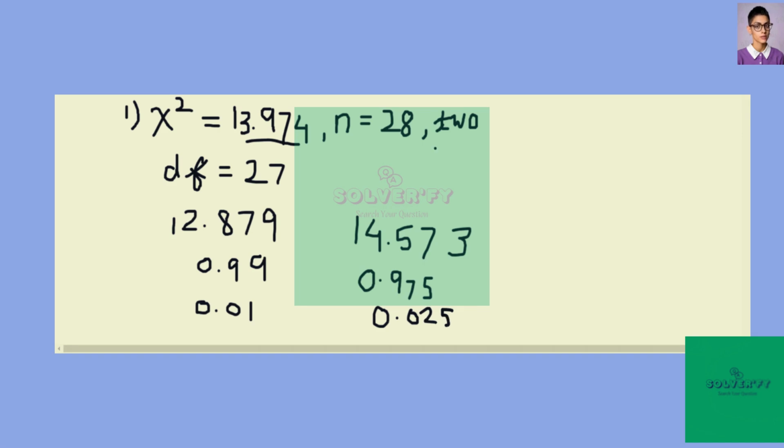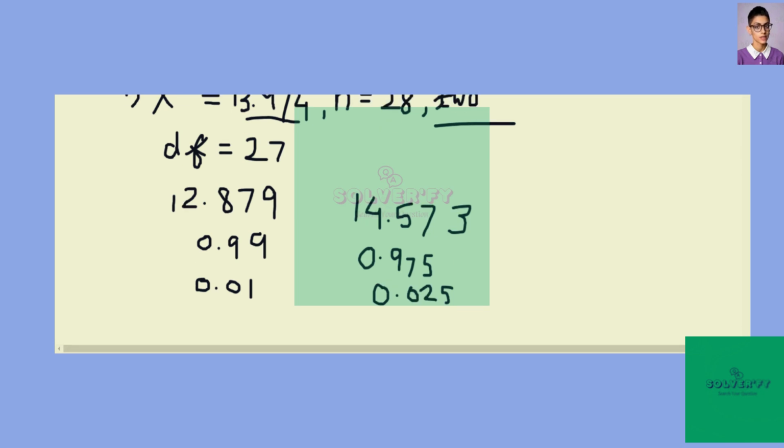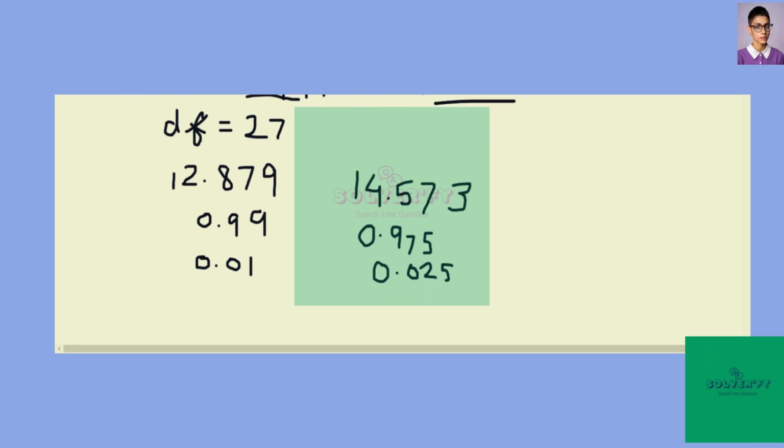Since this is a two-tailed test, the area must be doubled to obtain the p-value interval. 0.01 multiplied by 2 is equal to 0.02 and 0.025 multiplied by 2 is equal to 0.05. So, our p-value interval is 0.02 less than p less than 0.05.